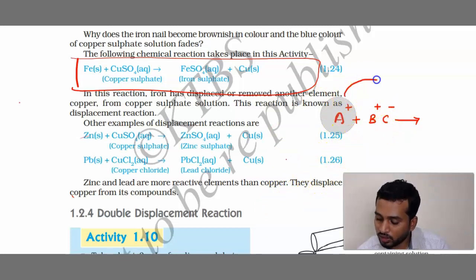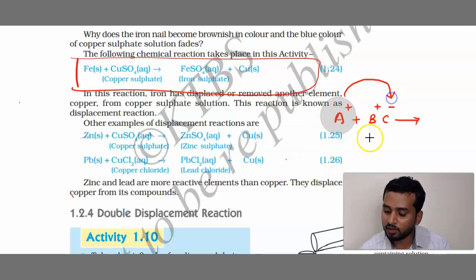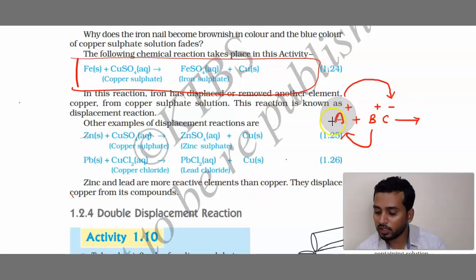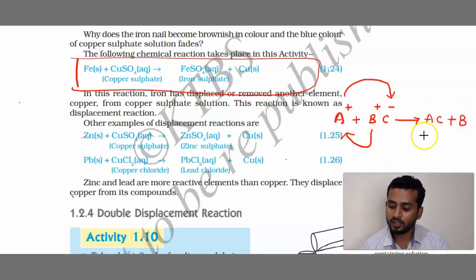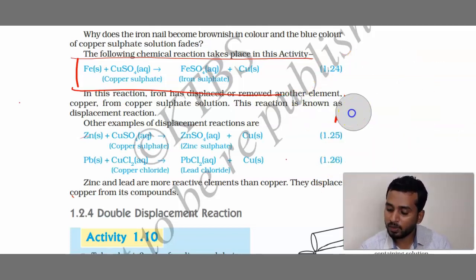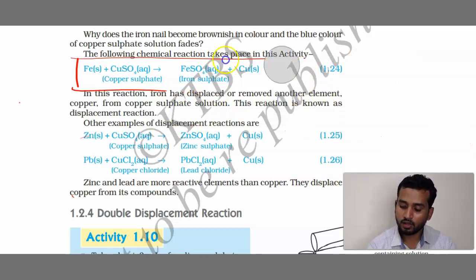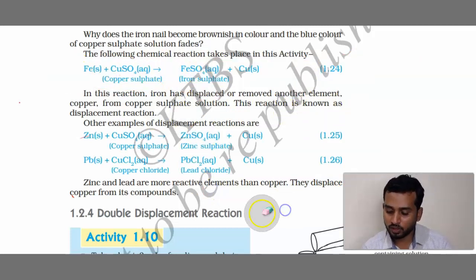Got it? So this side positive reacts with this side negative, but here A and C combine, it becomes AC plus B. B is positive, but on this side there is no negative, so we write just B. This is known as displacement reaction. So you just remember these both reactions.